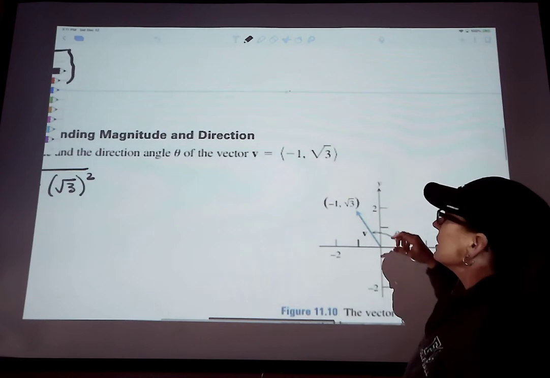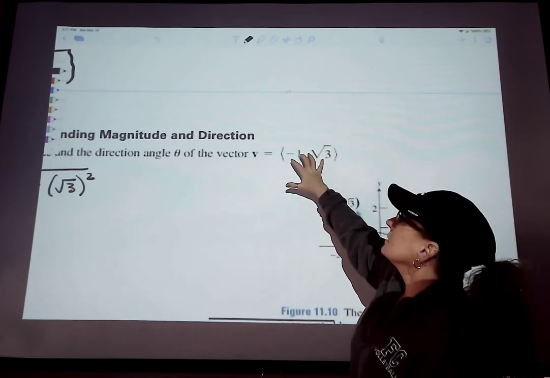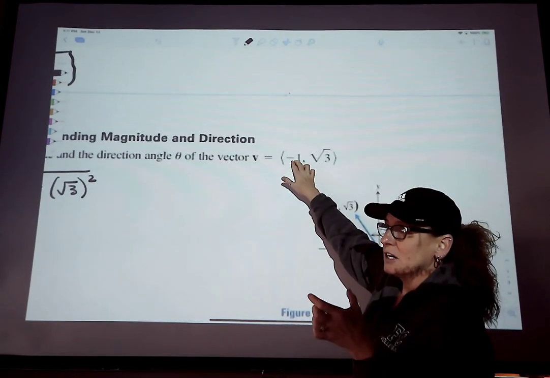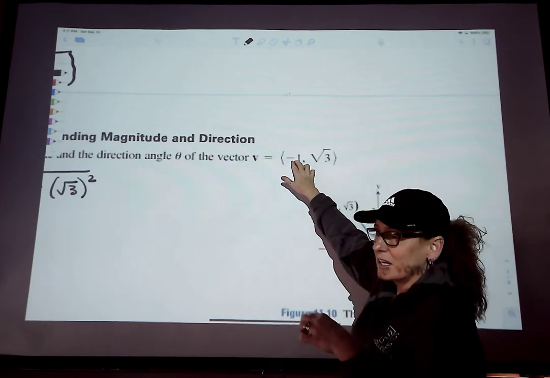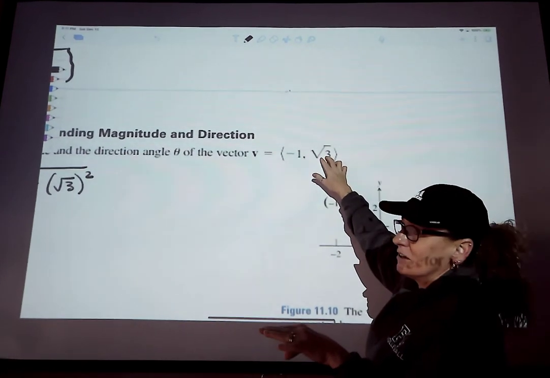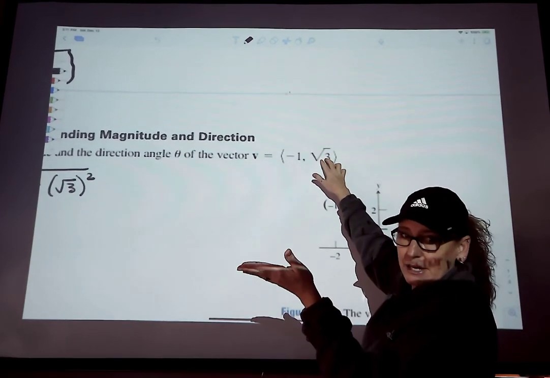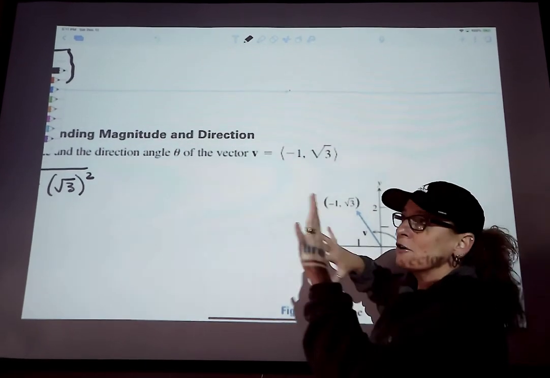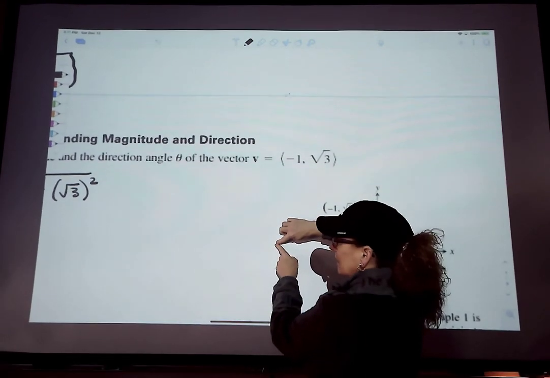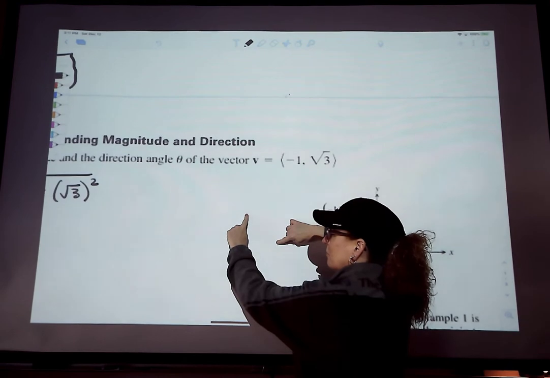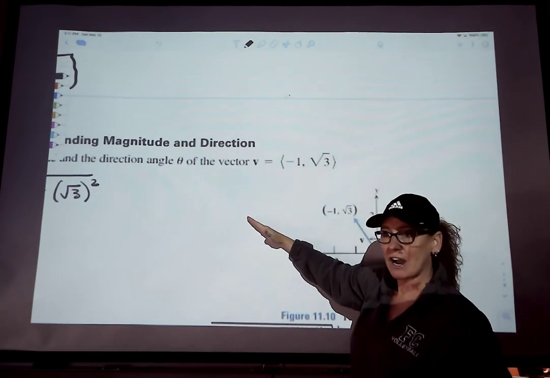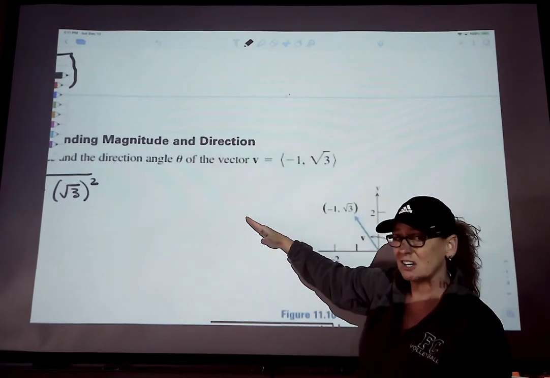Now, I know that the change in direction for x is it went left 1. And I know the change in the y's is it went up radical 3. So wherever my vector was, from the initial point, it went left 1 and up radical 3. So it looks kind of like this on the graph. Where is it? Don't know. Really don't care.